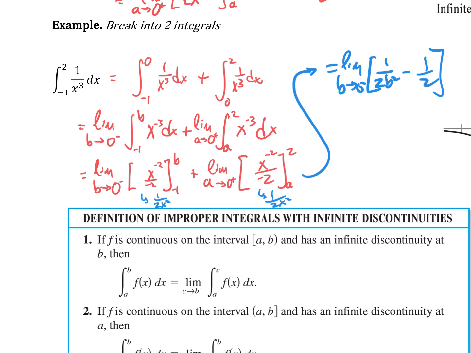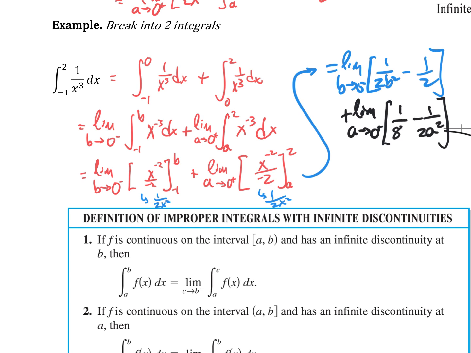And let's add on the next one here. We've got the limit as a goes to 0 from the right, and evaluated at 2, this would be 1 over 2 times 2 squared, which would be 8, minus, and plug in a, and we get 1 over 2a squared.